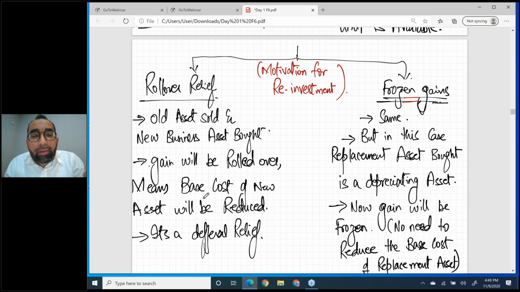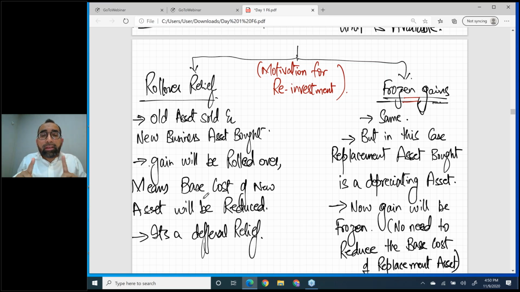Okay, when do we apply rollover relief? In rollover relief, you reduce the base cost of the new asset, because you sold an existing asset and you buy a new asset. So in the rollover relief working, you reduce the base cost of the replacement asset. But in the frozen gains case, you never reduce the base cost of the new asset. Now, sir, next question. Sir, when do we apply rollover relief and when do we apply frozen gains?